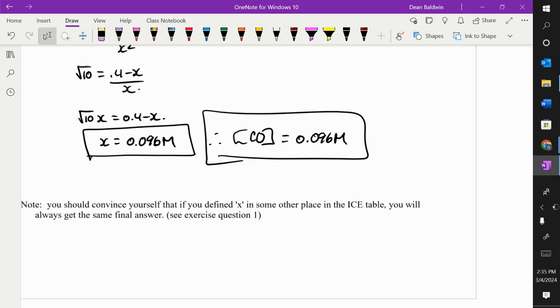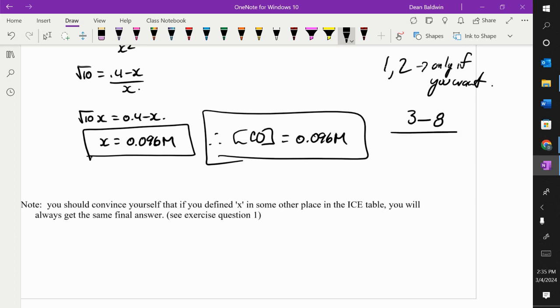You don't have to do 1 and 2 unless you really want to. But you should do 3 through 8. Number 9 has a trick. I can talk about that later. I'll give you a bit of time, and then we might actually start the next one. That'll give you more time to review in class, which is a better thing.